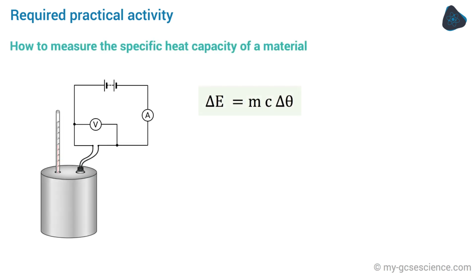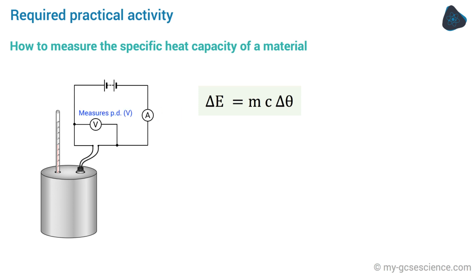You can actually do this experiment even if you don't have access to a wattmeter or a joule meter. What you have to do is to connect this circuit with an ammeter in series with the heater to measure the current flowing through it, and a voltmeter in parallel to measure the PD across it.